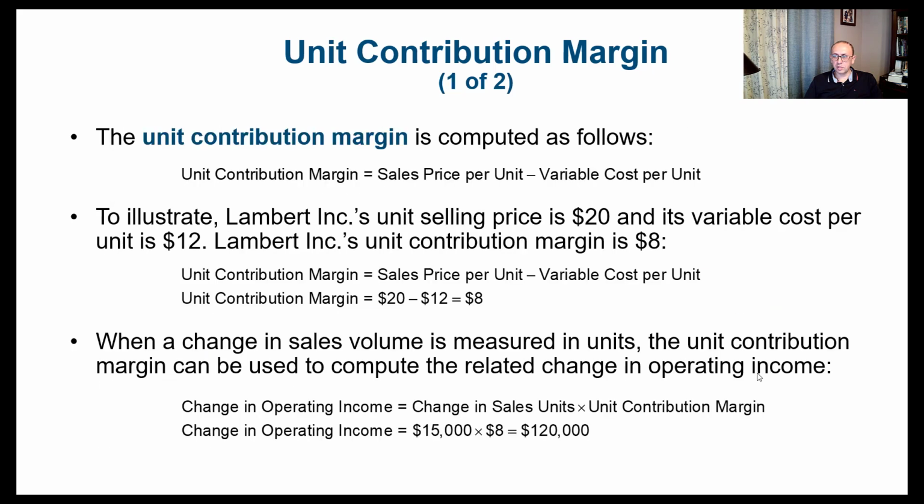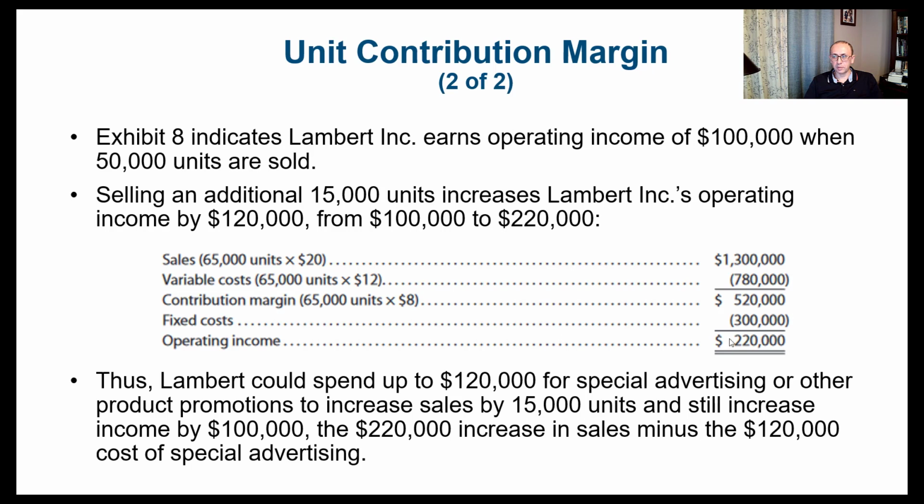So going back to here, the 15,000 increase in sales multiplied by the $8. By the way, the dollar sign here should be removed. Just 15,000 units sales increase multiplied by the $8 per unit. That's 120,000. That's the amount of the change in operating income that we noticed here. It went up from 100 to 220.